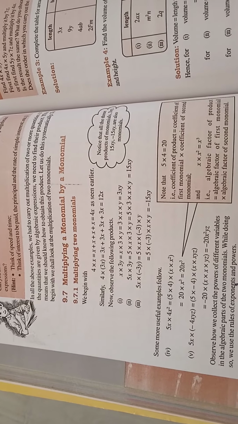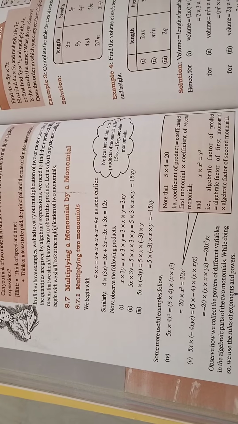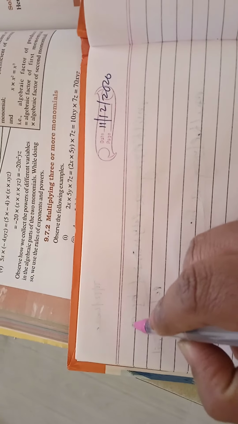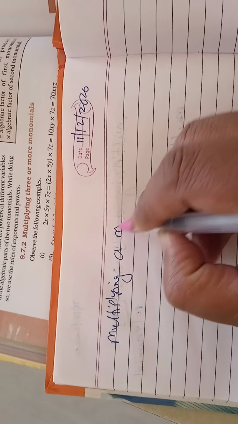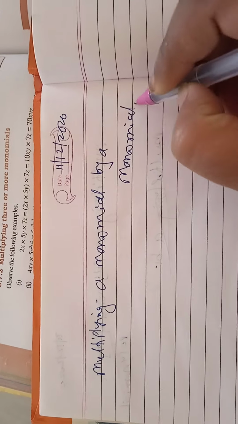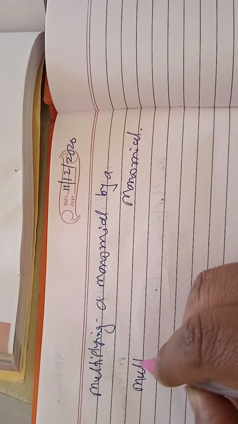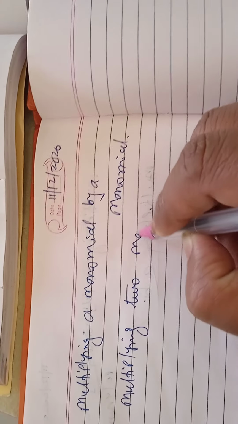Dear students, today we shall learn a new topic, multiplying a monomial by a monomial. That means multiplication of two monomials. Now we write here: multiplying a monomial by a monomial, or we can write multiplying two monomials.